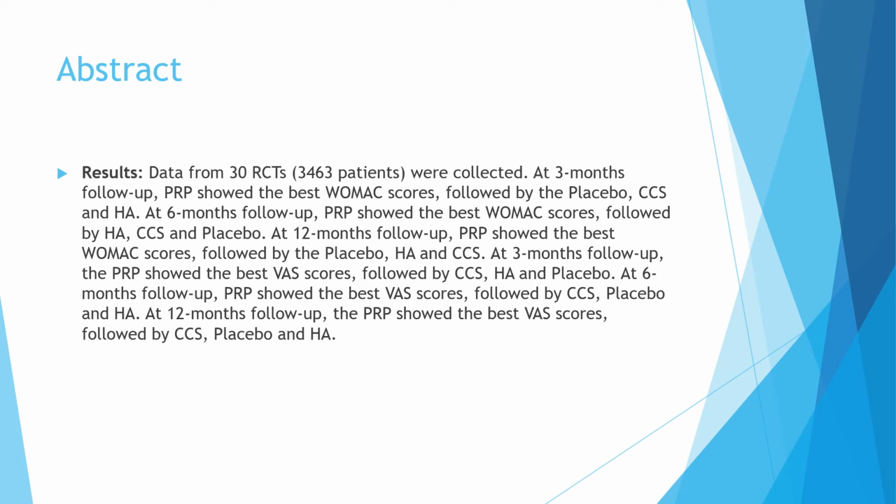So the 30 randomized controlled trials consisted of a total of 3,463 patients. Once again, that is a good number as well for a meta-analysis. So they're going to look at these interventions, and they're going to compare them at baseline, 3-month follow-up, 6-month follow-up, and 12-month follow-up. And they're going to measure the outcomes based on these 30 randomized controlled trials, once again with the visual analog scale, VAS, that's the 1 through 10, and then the WOMAC scores.